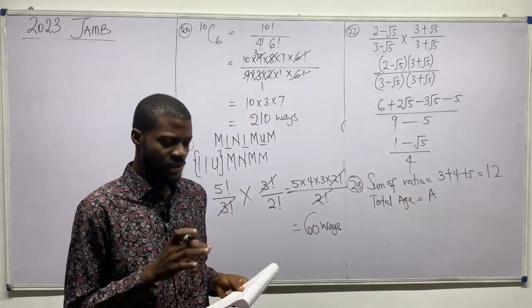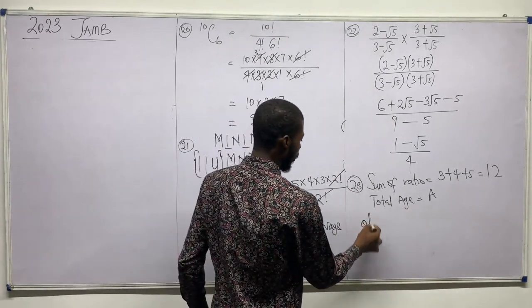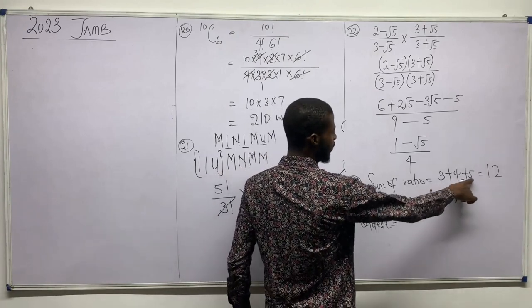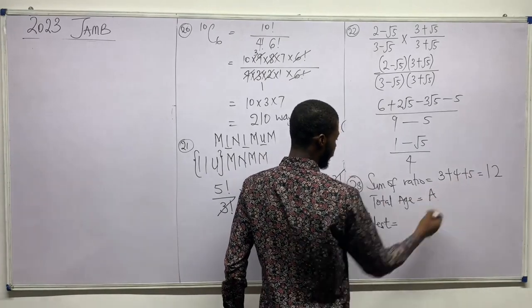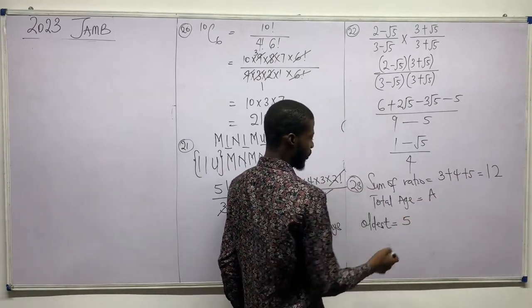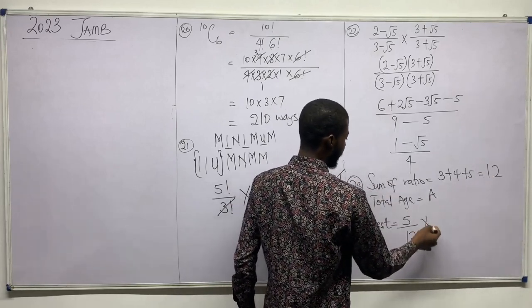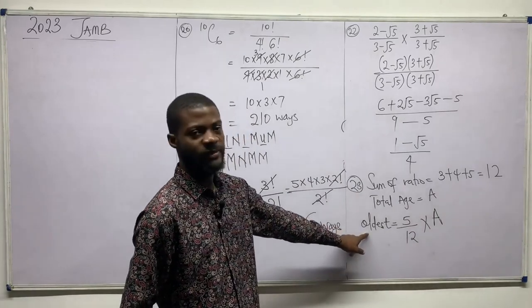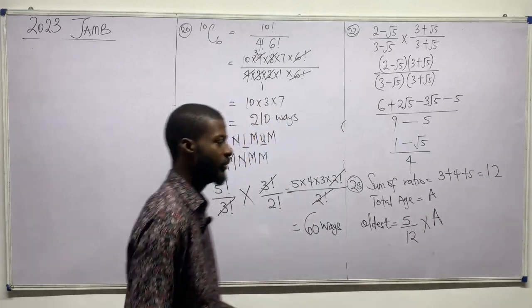They said the difference between the oldest and youngest. So, let us get started. What is the oldest person's age here? Which of these three has the biggest ratio? 5, right? So this will become 5, because that's the biggest ratio. 5 divided by the sum of the ratio, 12, times their total age, A. So the age of the oldest person is going to be 5/12 times A.